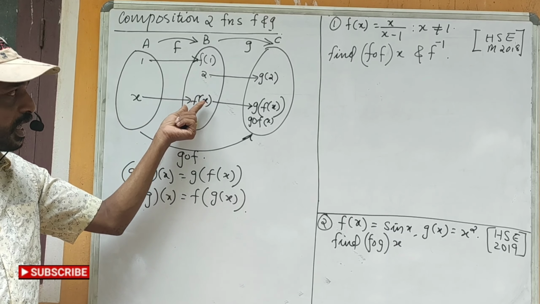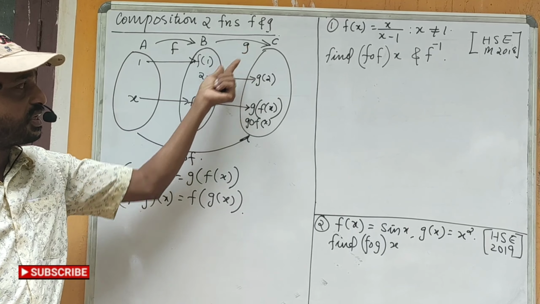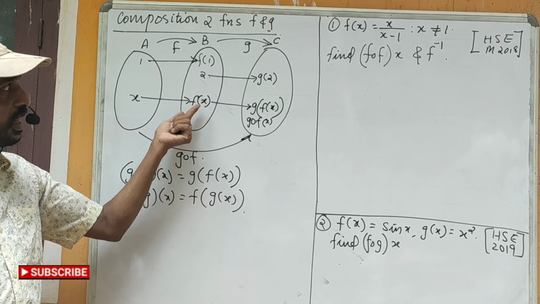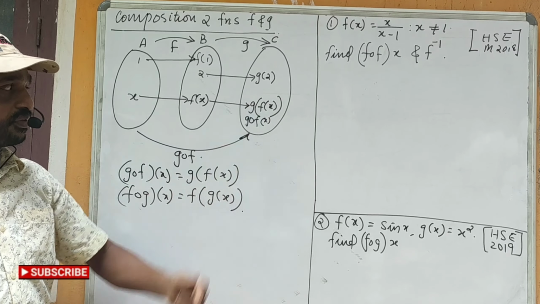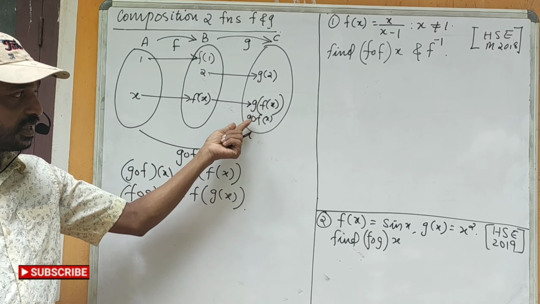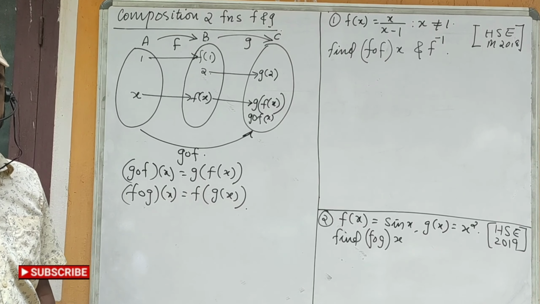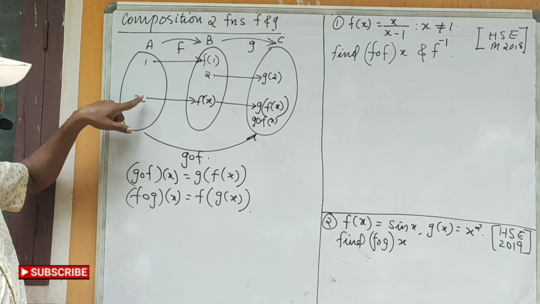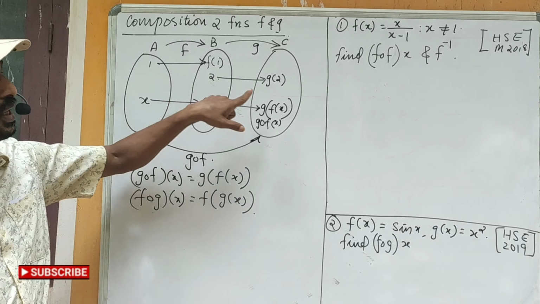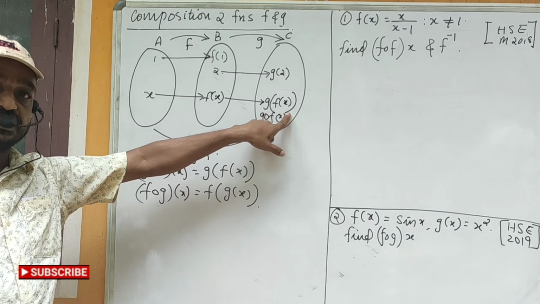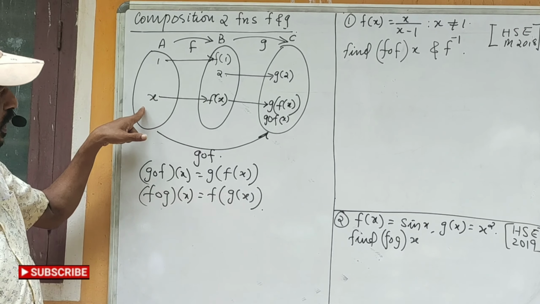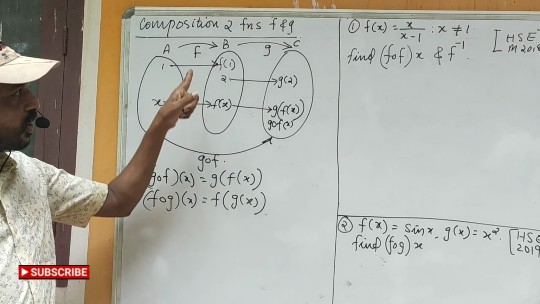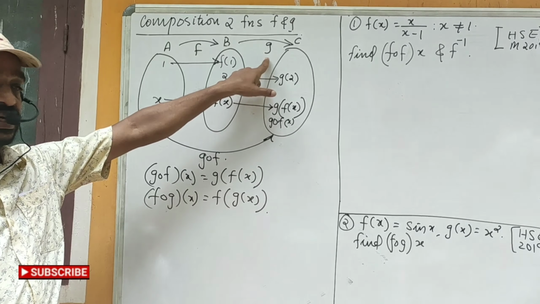Again, what will be the image of f of x under the function g? The function is g, therefore the image of f of x under the function g will be g of f of x. g of f of x is also written as g composition f of x. So that means we can find a rule which associates every element of A with a unique element of C. In other words, there is a function from A to C also. And that function defined from A to C is called the composite function of f and g.